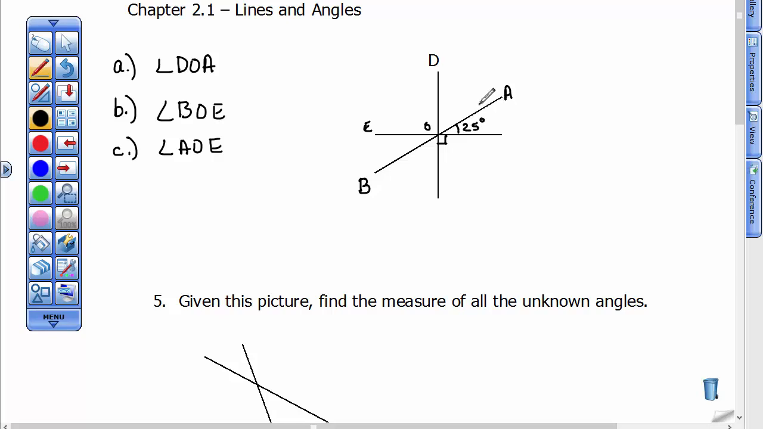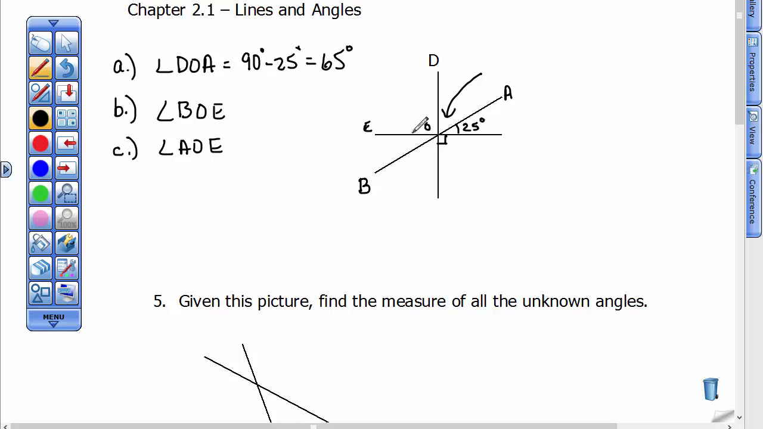So let's see. DOA. DOA is the complement to this 25-degree angle. Because this is a right angle, these two have to add to be 90 degrees. So angle DOA, maybe I'll write it right here, could be found by taking 90 degrees and subtracting 25, which is 65 degrees.